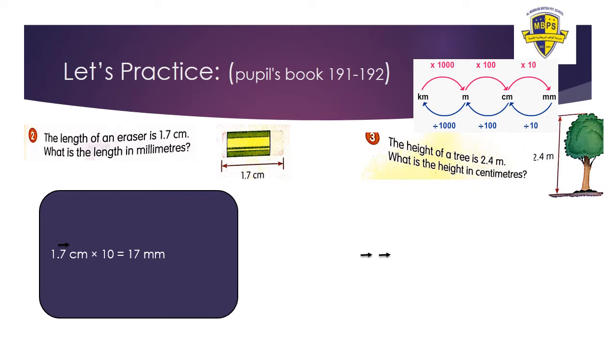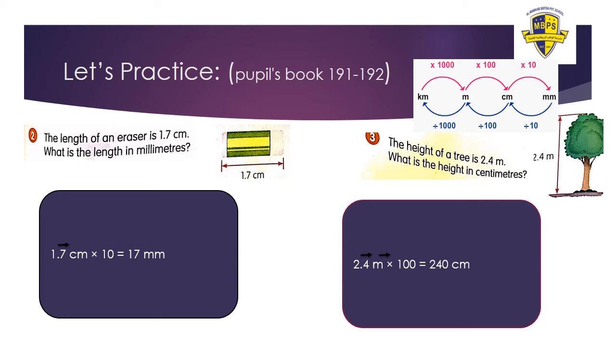The height of a tree is 2.4 meters. What is the height in centimeters? So convert from meter to centimeter, from big to small. We multiply. Excellent. Multiply by what? From meter to centimeter, multiply by 100. Good. So let's multiply 2.4 by 100.